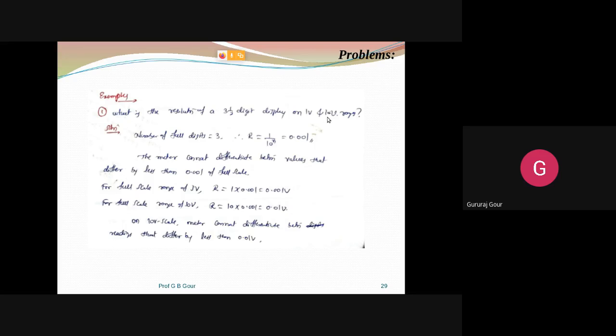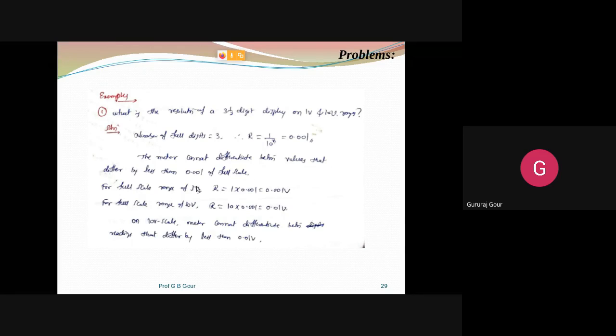Now coming to the range, two ranges have been given. The meter cannot differentiate between values that differ by less than 0.001 of full scale. That is the meaning. Resolution means if you want to measure anything less than 0.001, it will not show. The minimum value is this much only. It will show only 0.001, because it is the minimum value it can respond to, the lowest change it is sensitive to, the least count you can say.